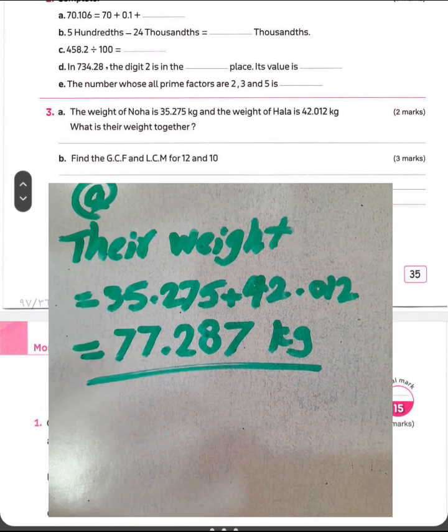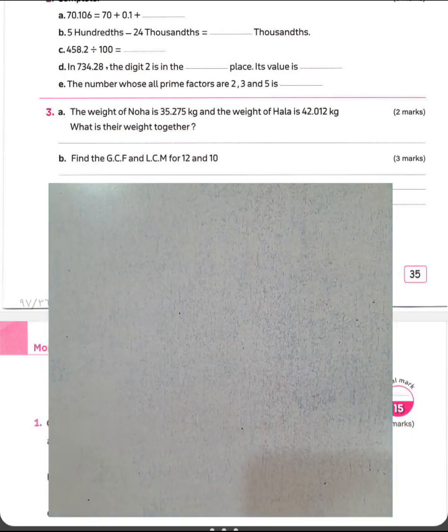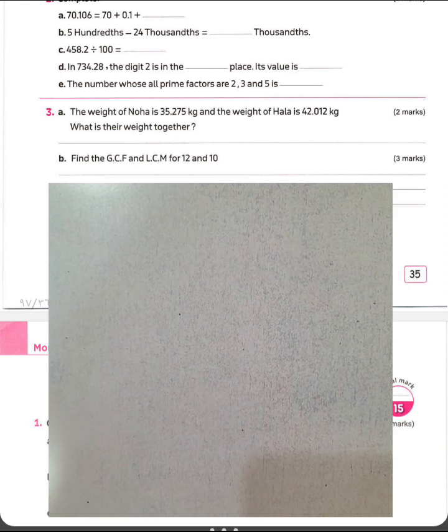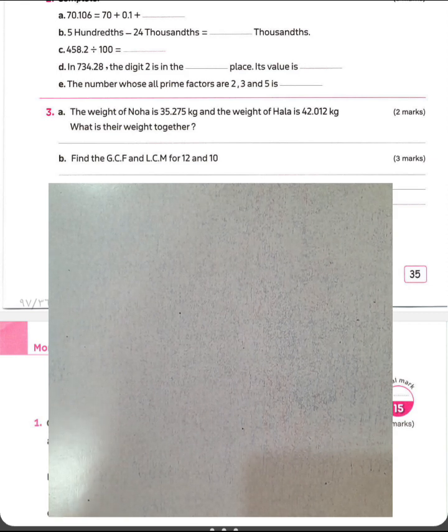Letter B: find the greatest common factor and the least common multiple of 12 and 10. The greatest common factor between the two numbers, 12 and 10, will be what? It will be 2. We can use factorization to find the least common multiple and the greatest common factor.